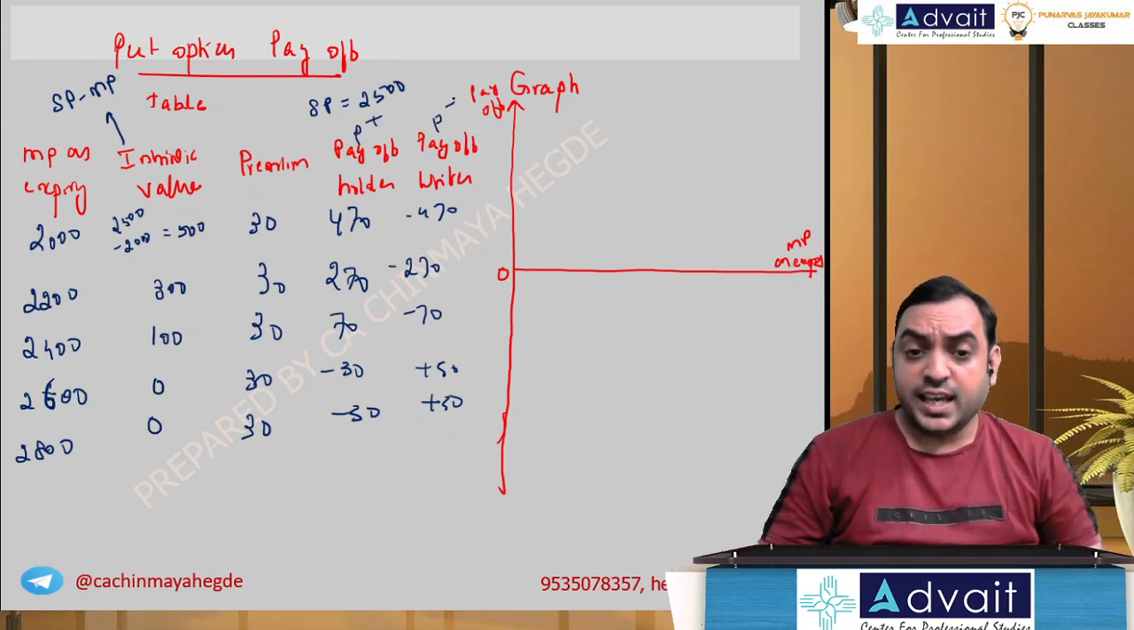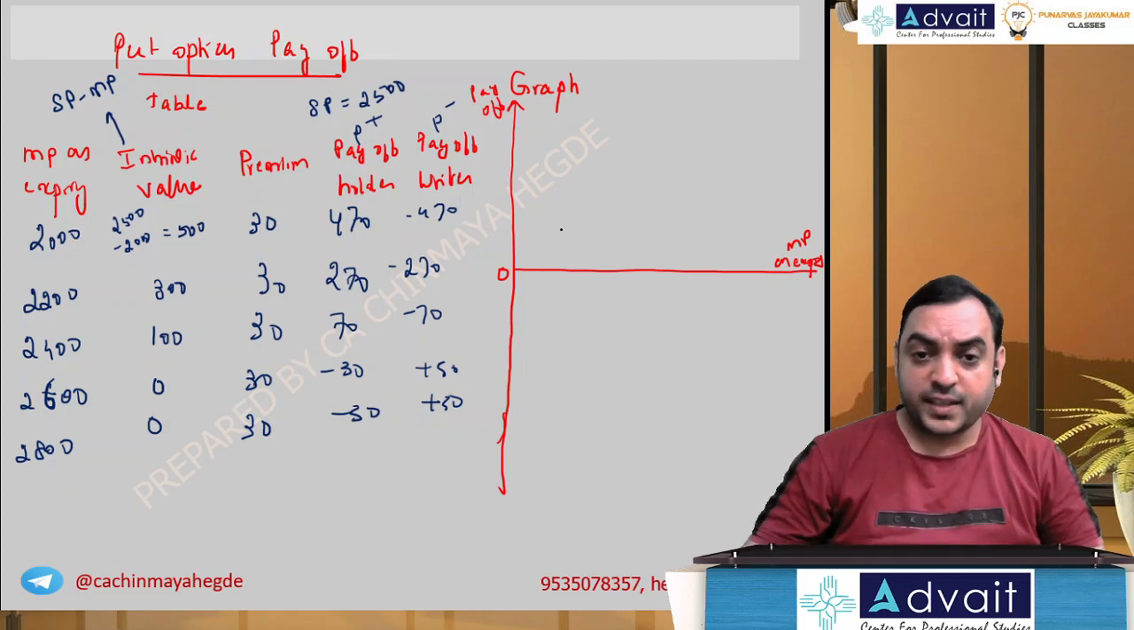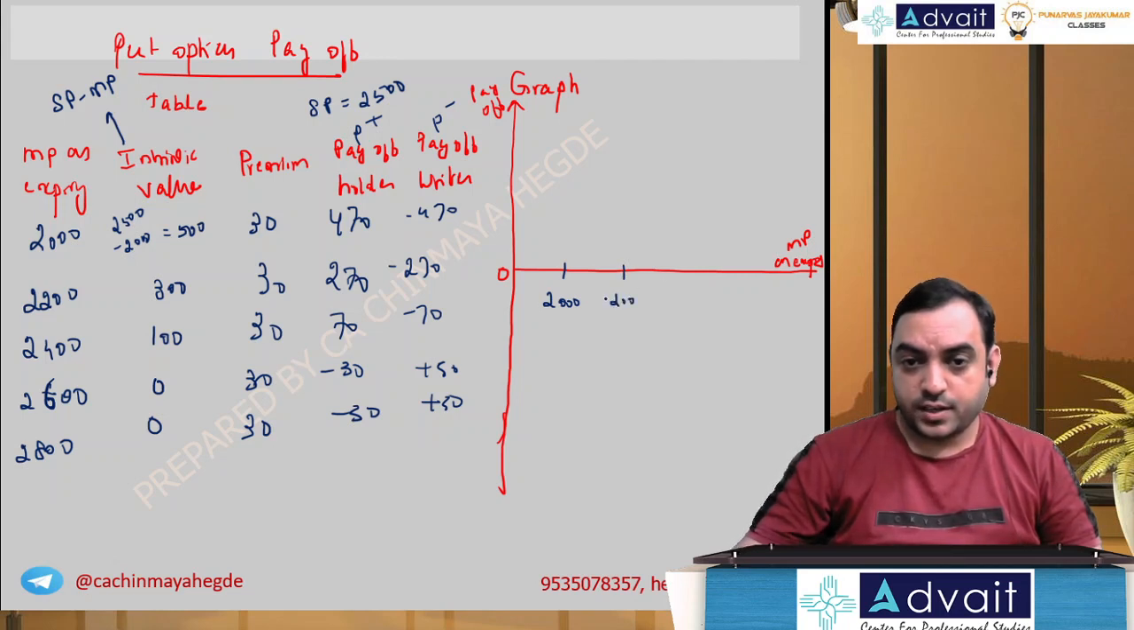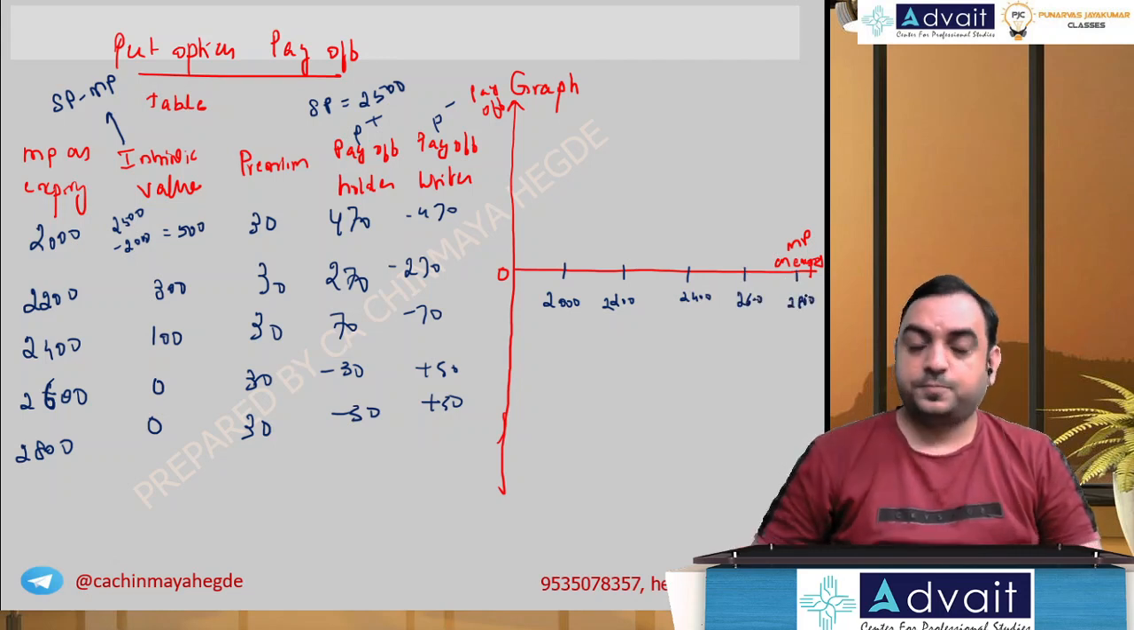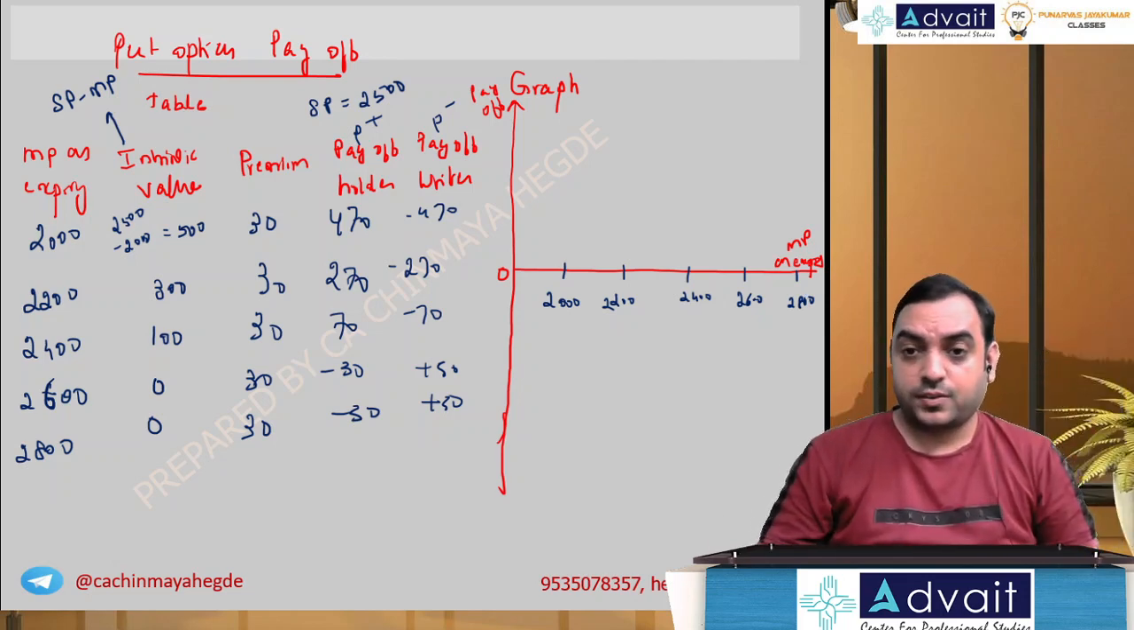You see, he has a limited loss. He will have a limited loss when the market price is 2000, 2200, 2400, 2600, 2800. So he will have a limited loss.